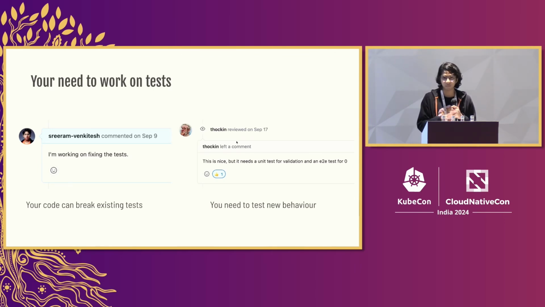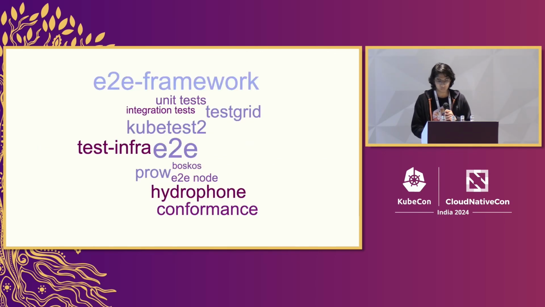apart from fixing existing tests, you also need to write tests for the new code that you're adding. So these are the two scenarios where you would need to work with tests in the Kubernetes project. So it is at this point of time that you would start looking into how Kubernetes is tested and all the different things that go behind it. And these are all the different tools and different concepts that I came across. And it can be overwhelming if you're doing it for the first time. It certainly was for me.